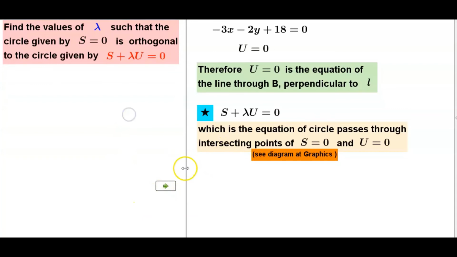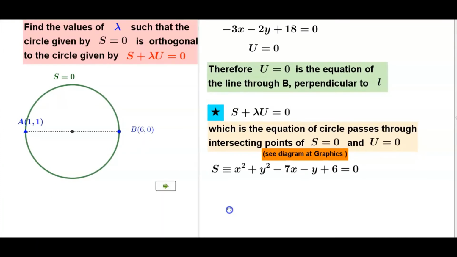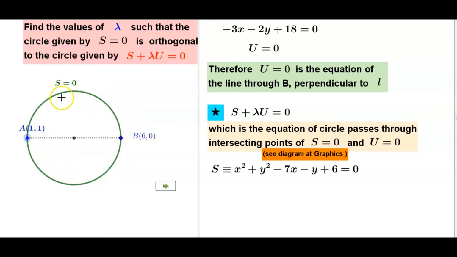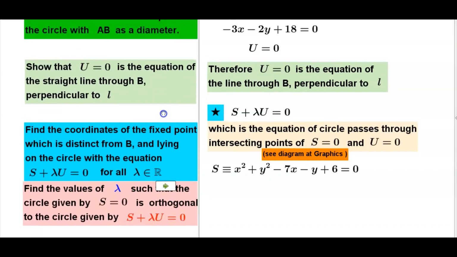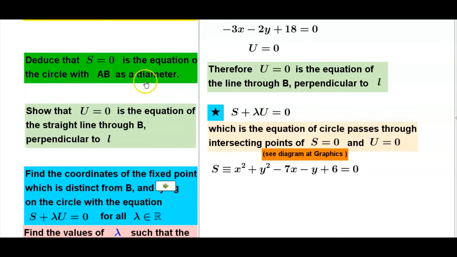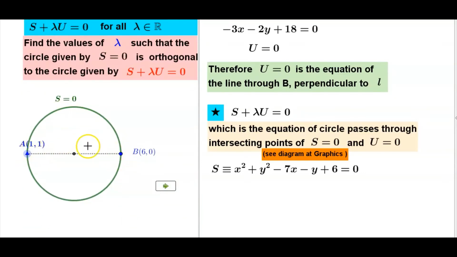Now I do a small diagram. This is the circle S, S is equal to 0. S is equal to 0 is the circle with AB as a diameter. And the equation of S is x squared plus y squared minus 7x minus y plus 6 is equal to 0.